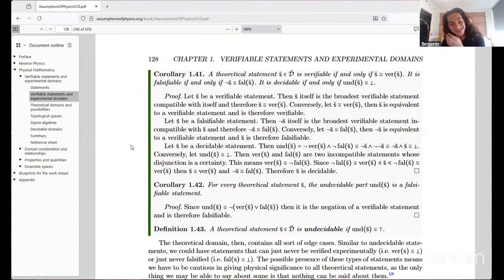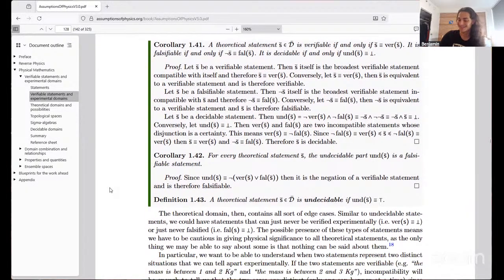Let S bar be a decidable statement, then und of S bar is equal to not var of S bar and not fall of S bar, which is equivalent to not S bar and not not S bar, which is impossible. Conversely, let und of S bar be impossibility, then var of S bar and fall of S bar are two incompatible statements whose disjunction is a certainty. This means that var of S bar is equivalent to not fall of S bar. Since not fall of S bar is equivalent to var of S bar, which is narrower than S bar, which is narrower than the negation of fall of S bar, which is equivalent to var of S bar, then S bar is equal to var of S bar, and not S bar is equal to fall of S bar. Therefore, S bar is decidable. Whew.